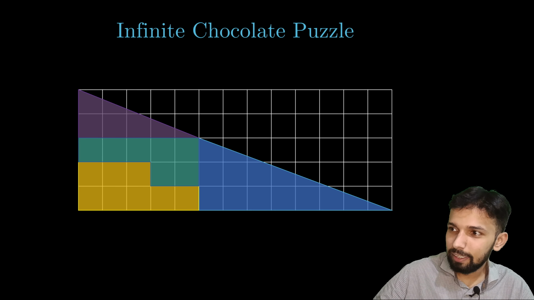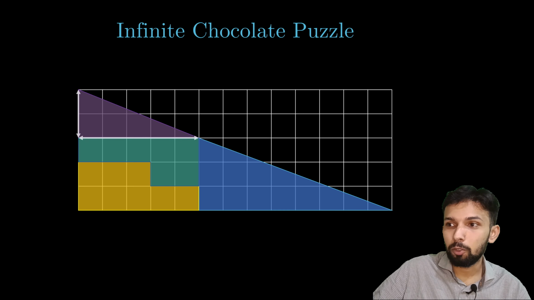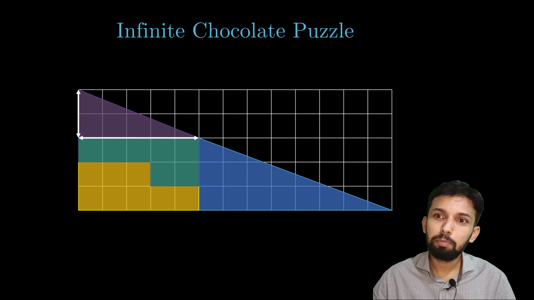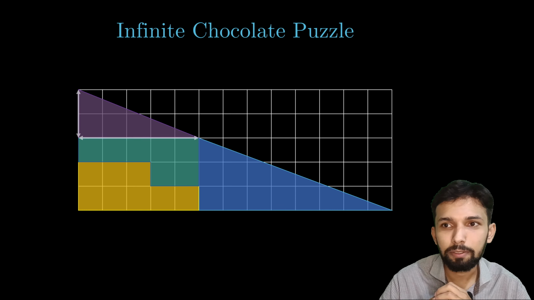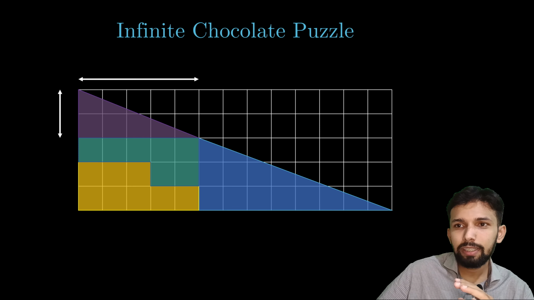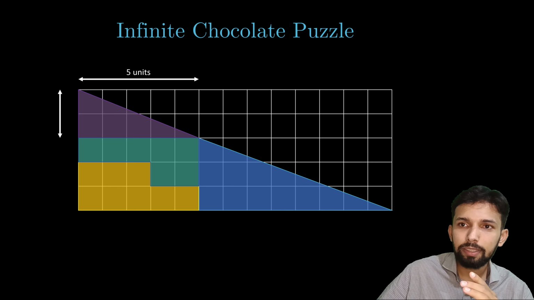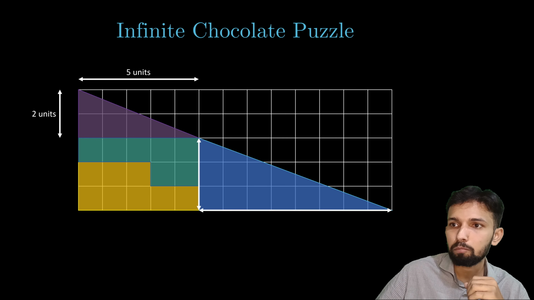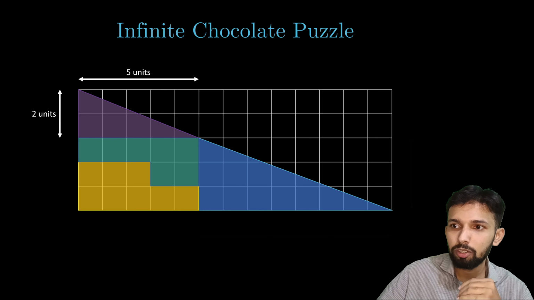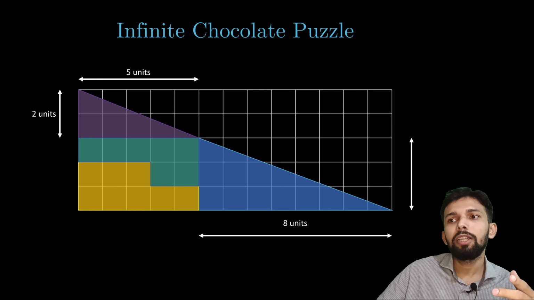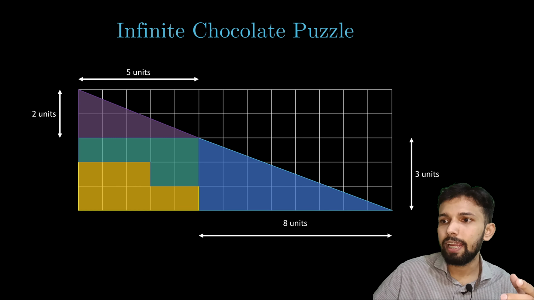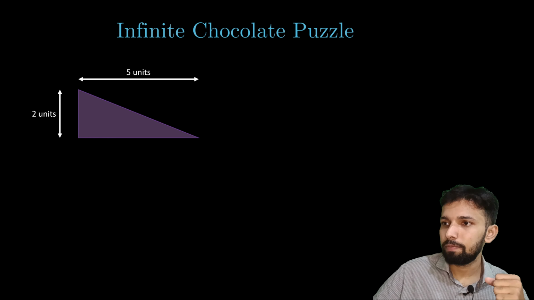So let's get started. Let's check if your solution is correct or not. Okay. So for the calculation purpose, we are going to talk about the base and the height of those two triangles, starting with the purple one. From the grid, it is almost clear that the base and the height of the purple triangle is 5 and 2 units respectively. We are going to talk about the dimensions of the blue triangle as well. Just like with the purple one, it is almost clear that the base is 8 units and the height is 3 units.